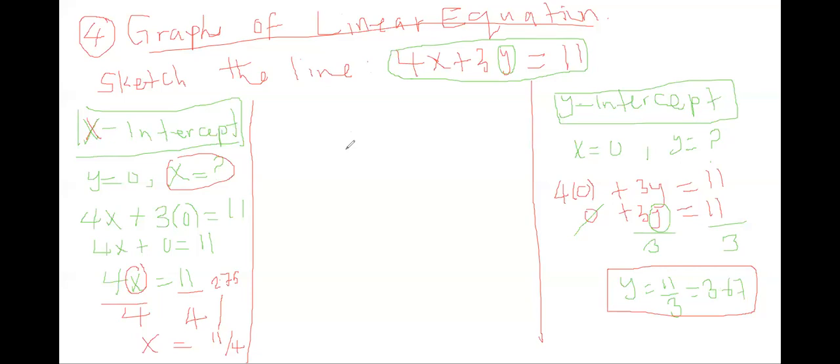Yes. Yeah, I'm hearing you. You can go on, please. We know y equals 3.67. Yes. You can also put it as y equals 3.7.